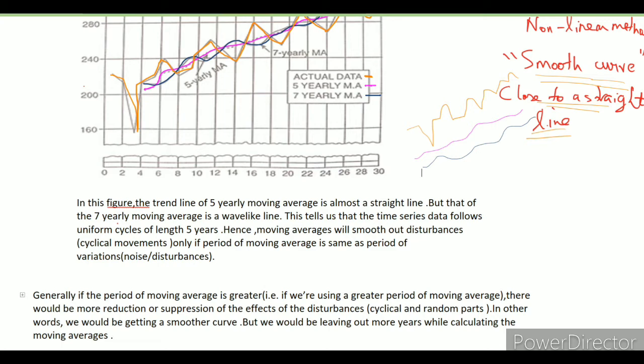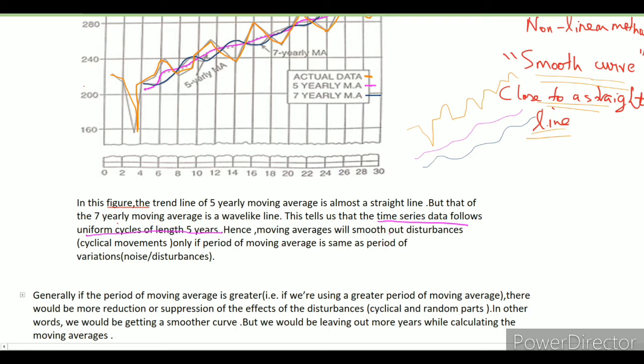So if we're using this period of moving average, like in this diagram over here, when this data is plotted on a graph and we try to plot a trend line, remember in this method you'll not get a straight line, okay, you'll get a smooth curve. So if we fit for example, this 5-year moving average to this data, it gives us almost a smooth curve, whereas the 7-year is wave-like. So we get a smooth curve in case of a 5-year moving average because it means that the time series data follows uniform cycles of length 5 years.